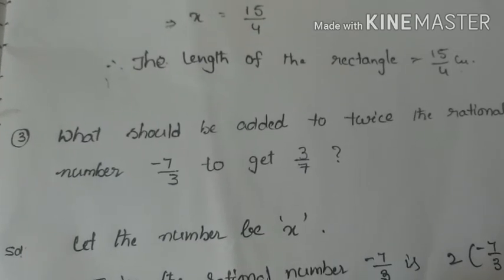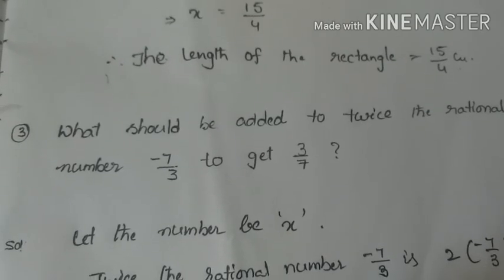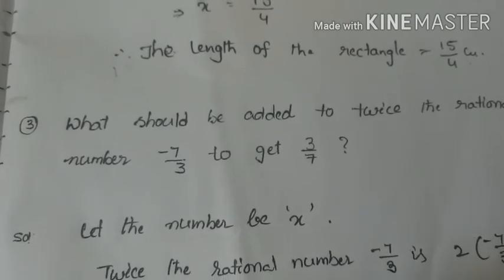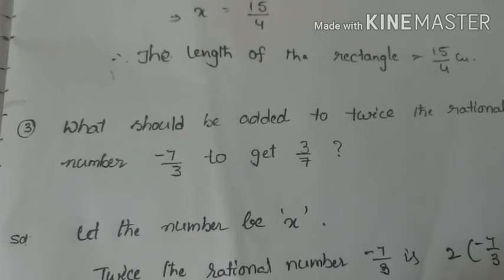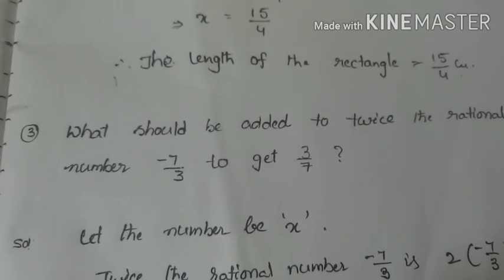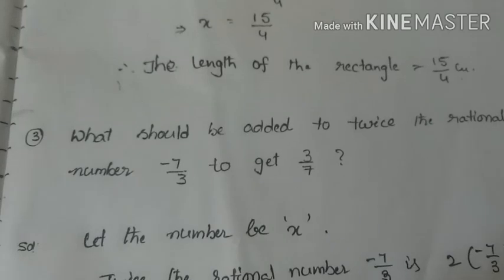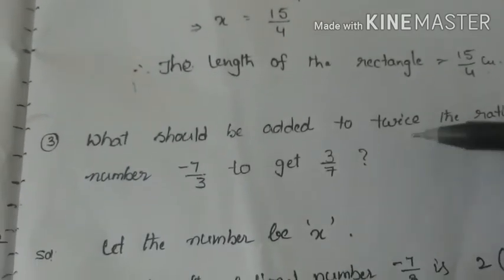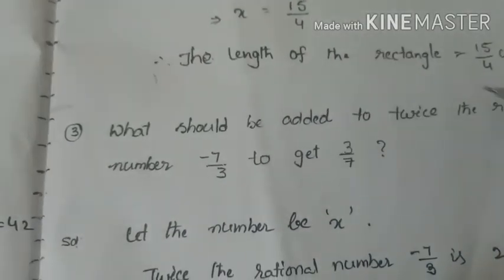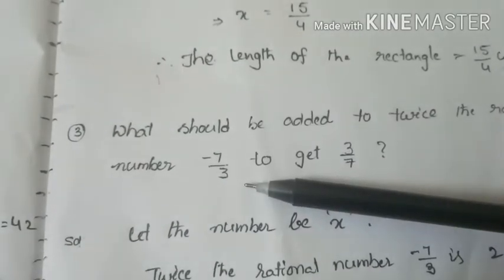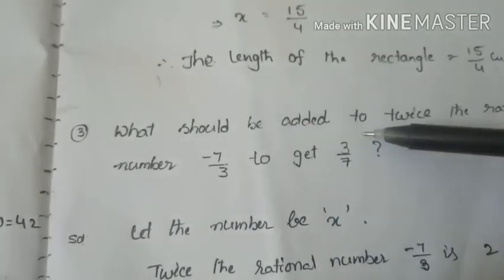Next one. What should be added to twice a rational number minus 7 by 3 to get 3 by 7? What should be added? Added means plus. We don't know, so let's take that number be x. If you add x to twice the rational number minus 7 by 3, twice the rational number means 2 into 7 by 3, then you get 3 by 7.